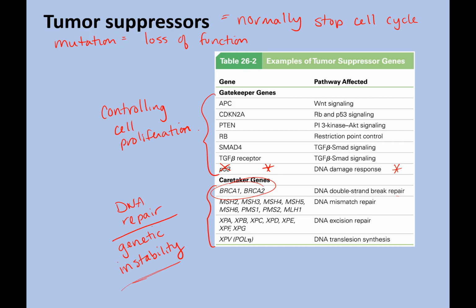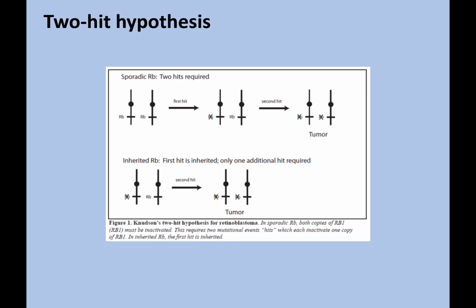So the last two slides we're going to talk about are the two-hit hypothesis and genetic instability. Some people talk about cancer being inherited, okay? And you don't really inherit cancer, but you may inherit one gene. This could be RB, this could be BRCA1. You may inherit one that's already mutated.